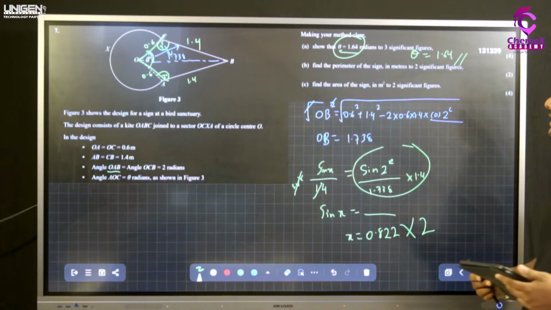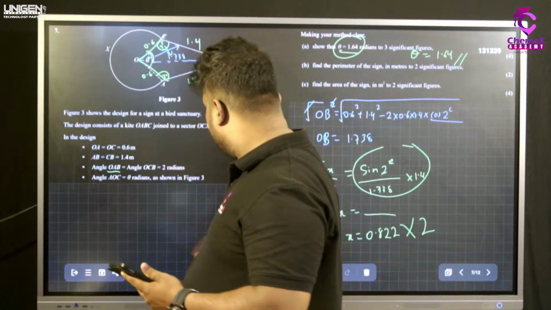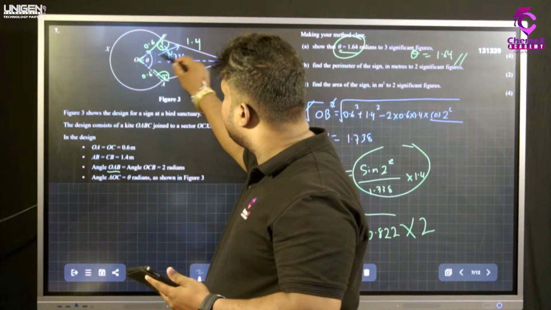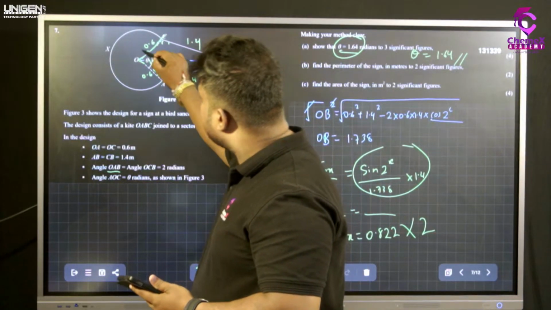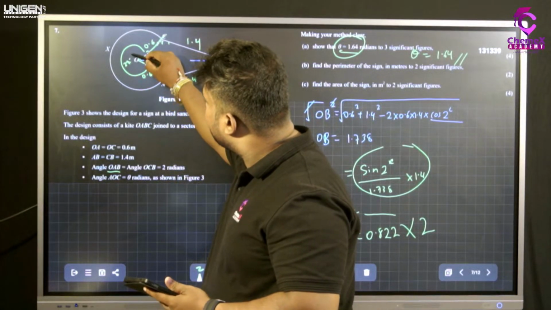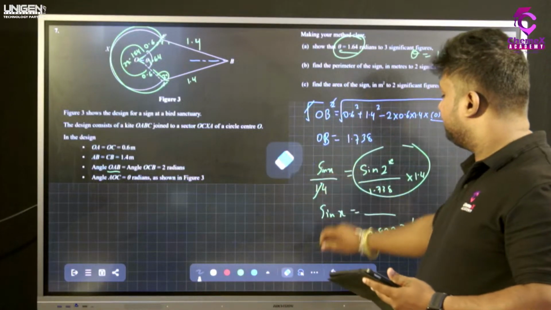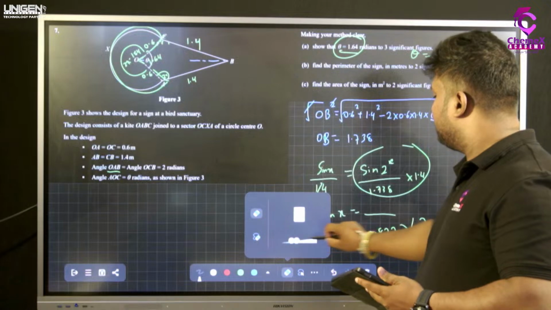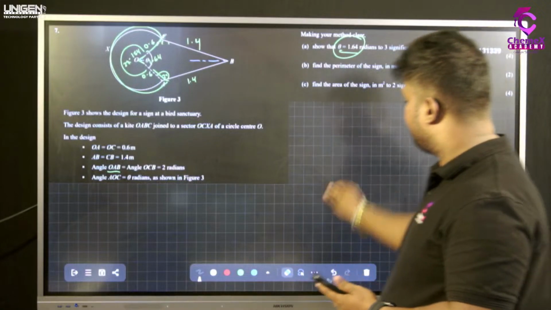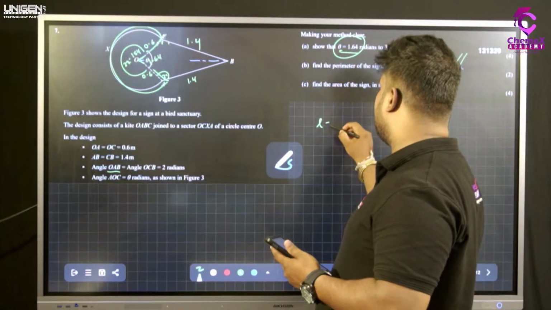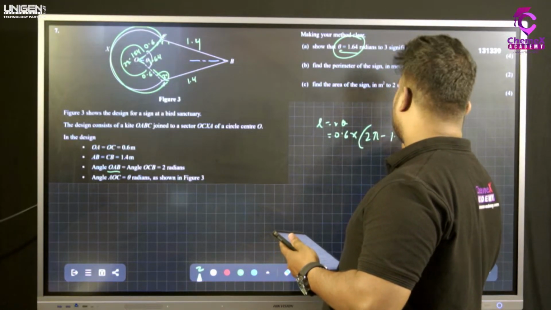Let's come to the B part. Find the perimeter of the shape. So to find the perimeter, you know this whole angle. This angle is 1.64. What is this whole thing then? 2 pi minus 1.64. How do you find the arc length? I need the perimeter. So the arc length is L equals r theta. So r is 0.6, times theta, which is 2 pi minus 1.64.